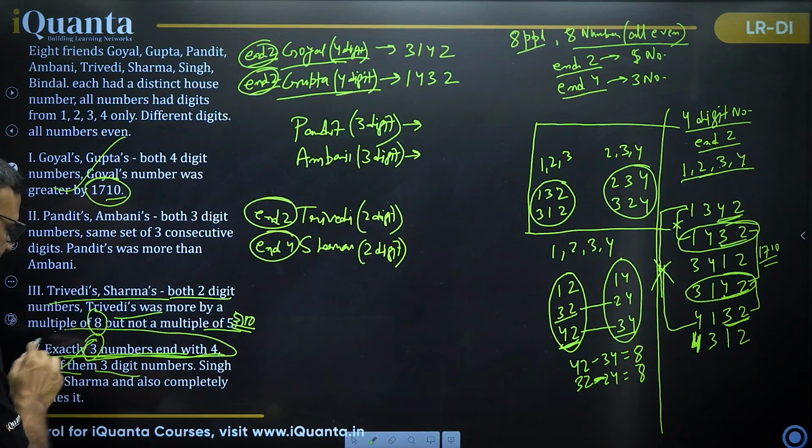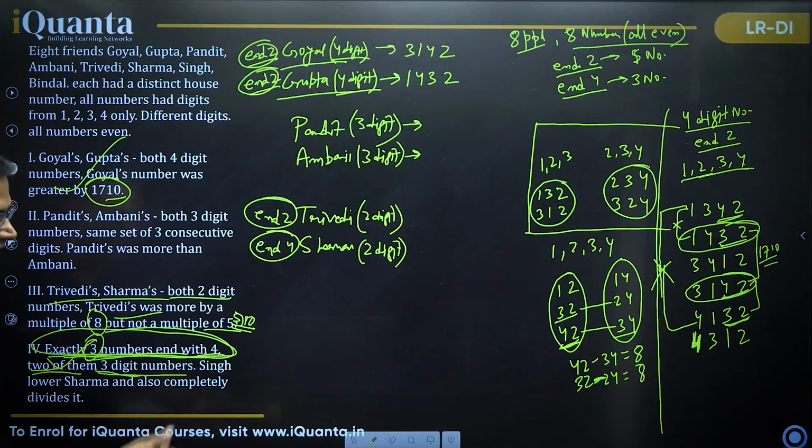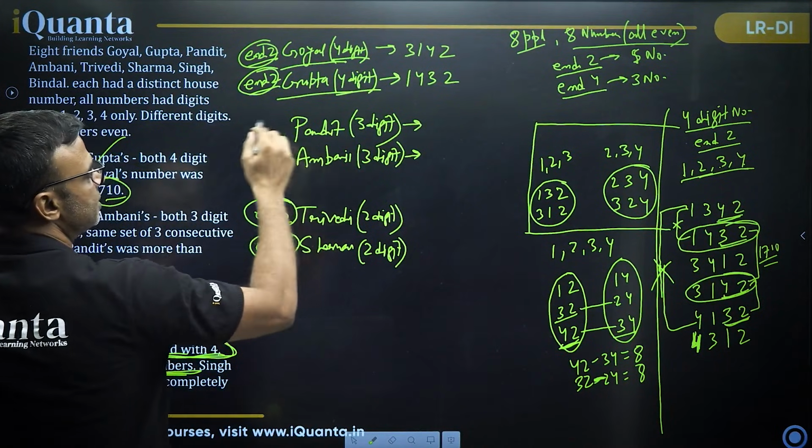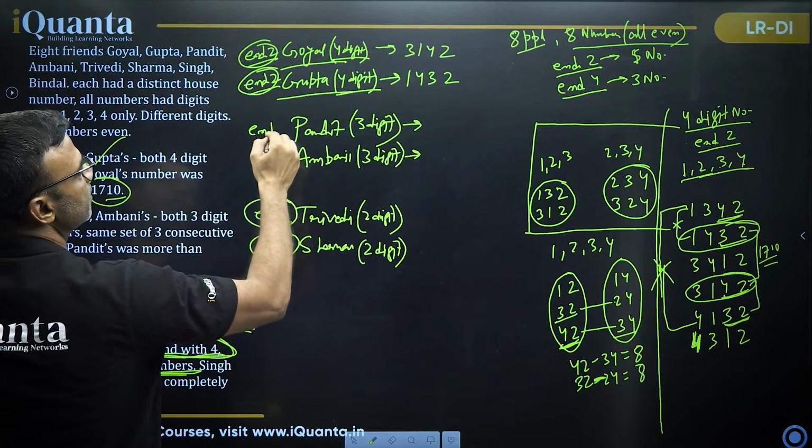Exactly 3 numbers end with 4 and 2 of them are 3-digit numbers. So what does that mean? We already have Sharma which is ending in 4. So there can be only 2 more numbers ending with 4. Only 2 more numbers ending with 4. And both of them should be 3-digit numbers. This is not a 3-digit number. So these 2 have to be ending in 4.